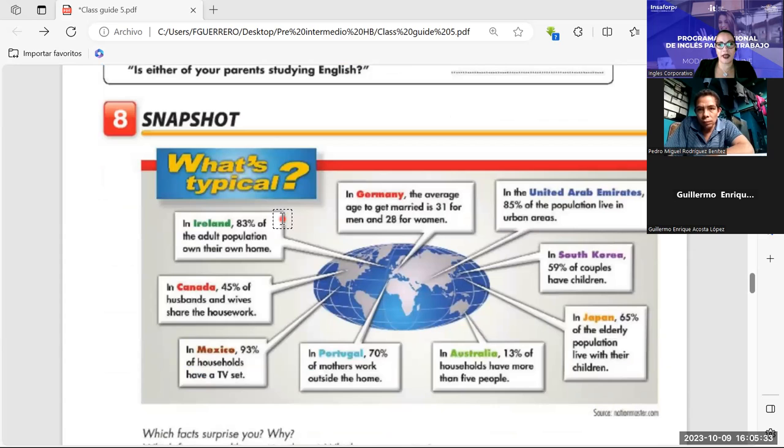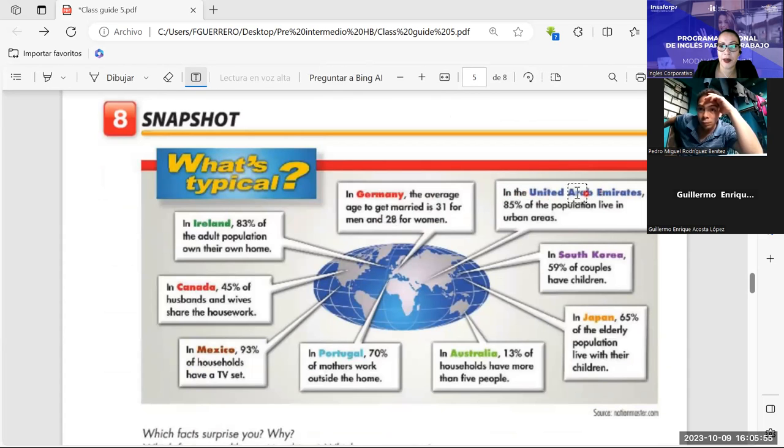Okay, now what is typical in family? Let's start reading here in Germany. As you see here, what's typical? In Germany, the average age to get married is 31 for men and 28 for women. In the United Arab Emirates, 85% of the population live in urban areas. In South Korea, 59% of couples have children. In Japan, 65% of the elderly population live with their children.